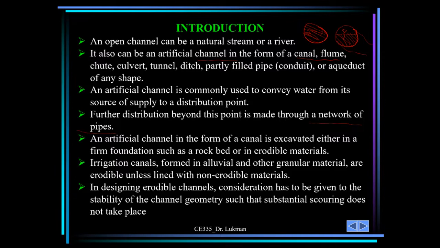An artificial channel, also in the form of a canal, is excavated either in firm ground, such as rock, or in erodible materials. Erodible materials like sand. Sand can be eroded, it's an erodible material, while rock is not erodible. And you have irrigation canals formed in alluvial soil and other granular material, which are erodible unless lined with non-erodible materials.